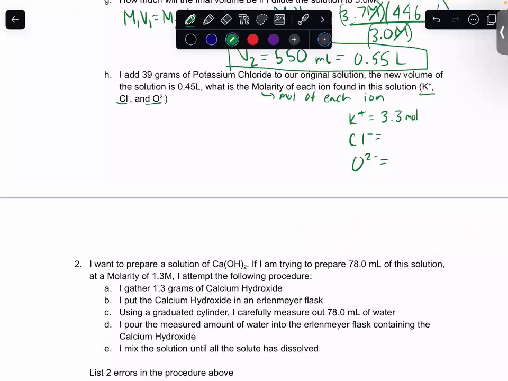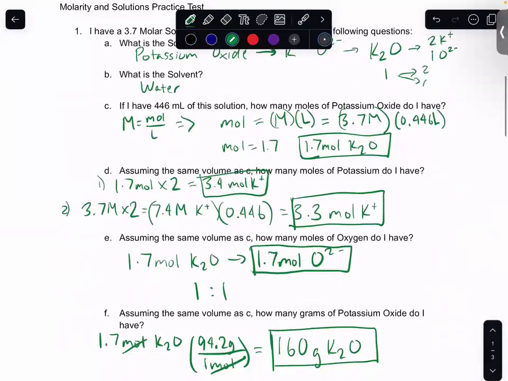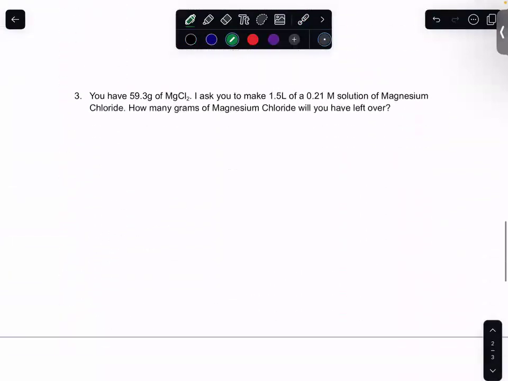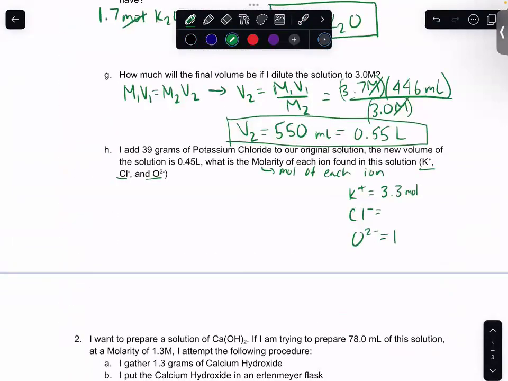We're going to have to calculate that. And O2 minus, looking from before, we have 1.7 moles. All right. So how do we find Cl minus?